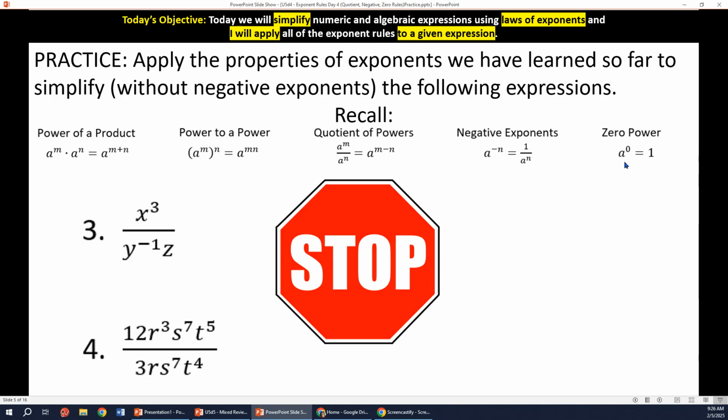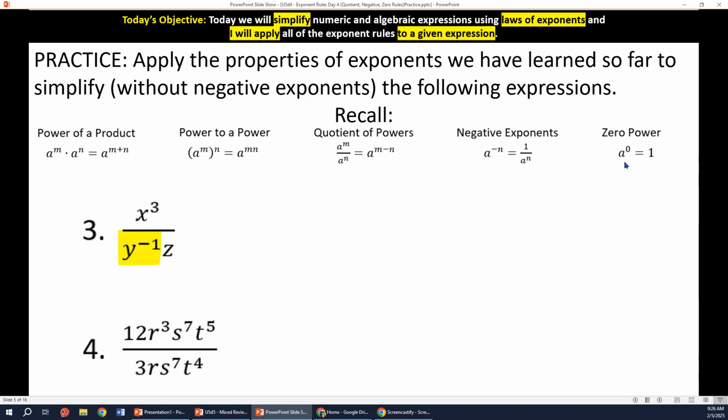All right, let's look at the answers to number 3. Number 3, I see the y to the negative 1, so I'm going to apply the negative exponent rule, which says to move it to the other side of the fraction. So that y to the negative 1 is going to move to the top and become y to the positive 1. My x cubed and my z can't be grouped with anything and don't have anything to change with them. So this is going to be my answer. You can omit writing the 1 on the y, like a little ninja.